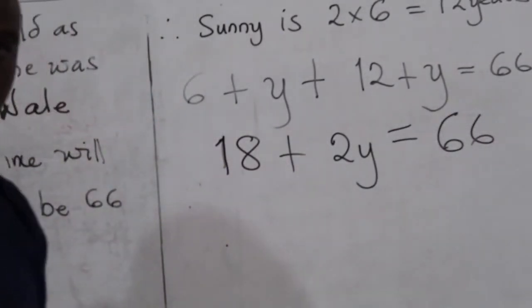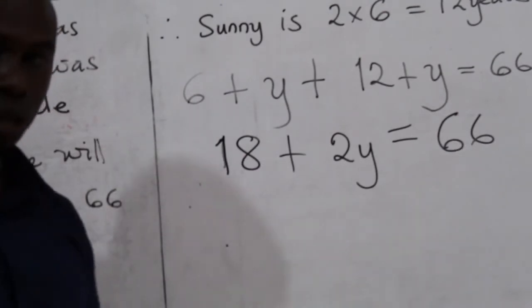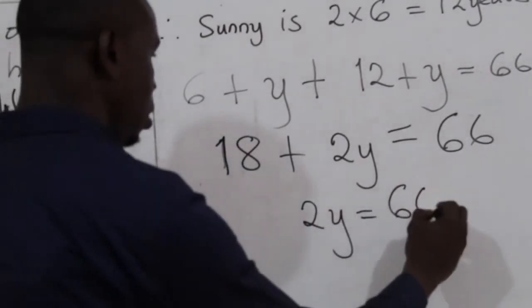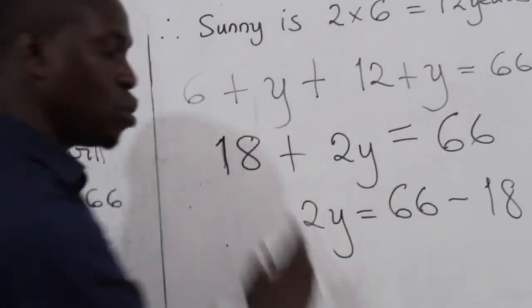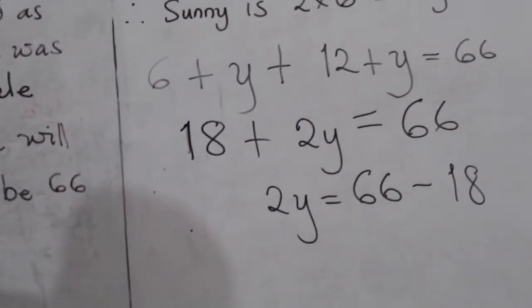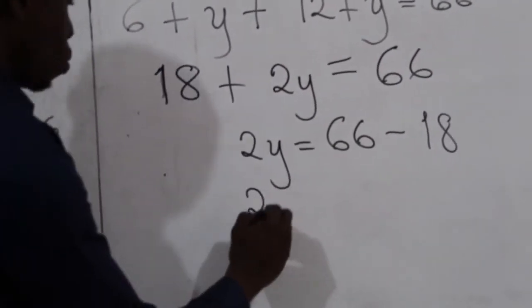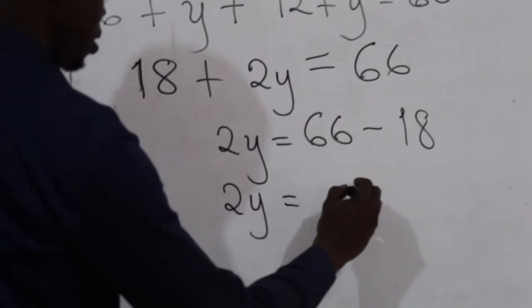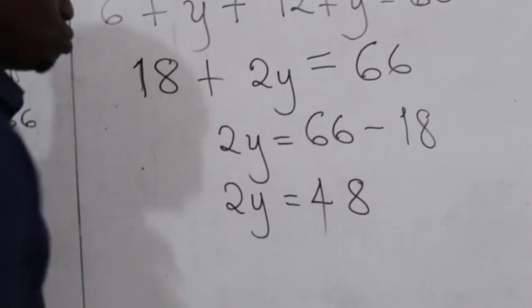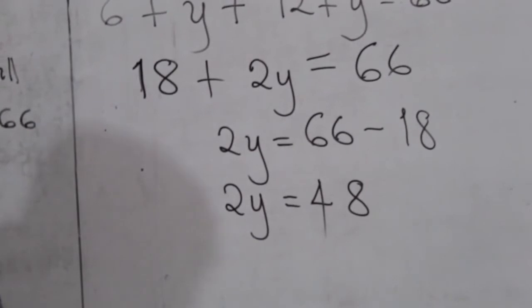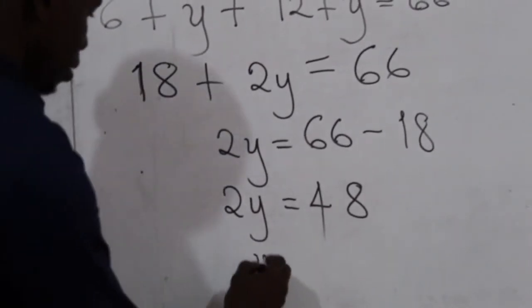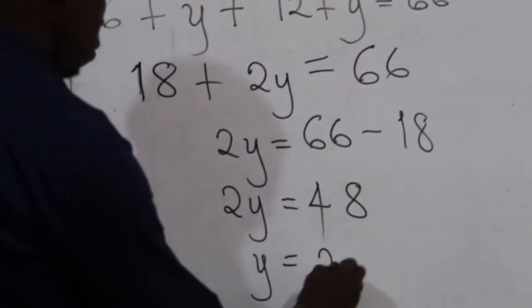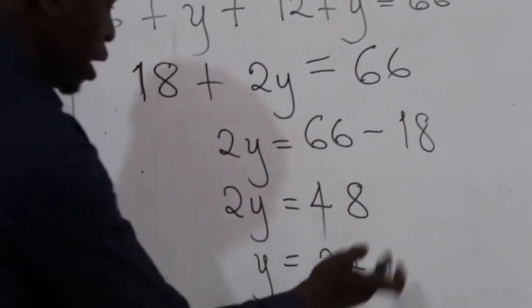What do I do next? I take like terms. 18 will go over to the other side and meet 66. And this becomes 2y is equal to 66 minus 18. When 18 goes to the other side, it turns minus. So what do I do next? I have that 2y is equal to 66 minus 18, which is 48. You can do a quick check with the calculator to confirm that. Then I have that y is equal to 48 divided by 2. That makes it 24. So this is what they are asking for.